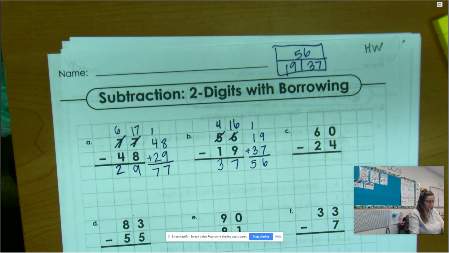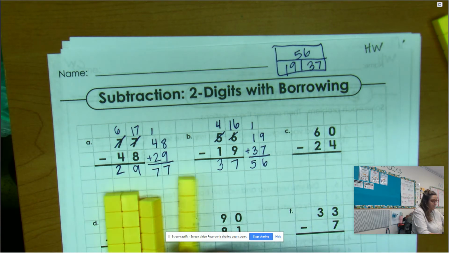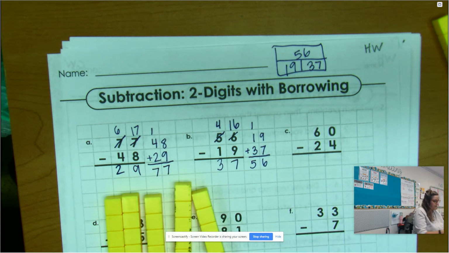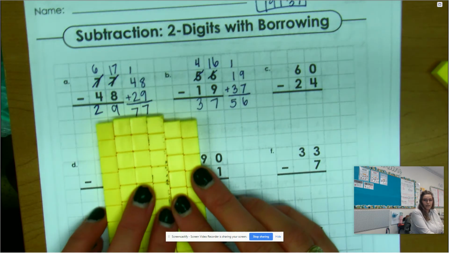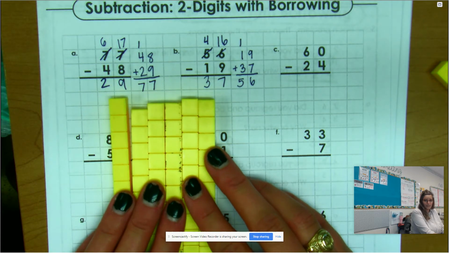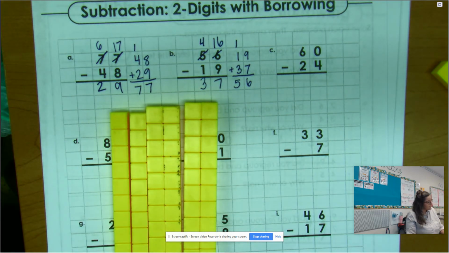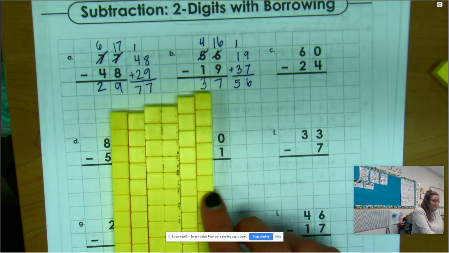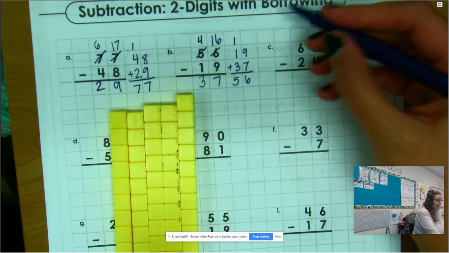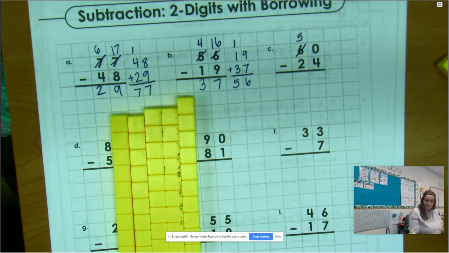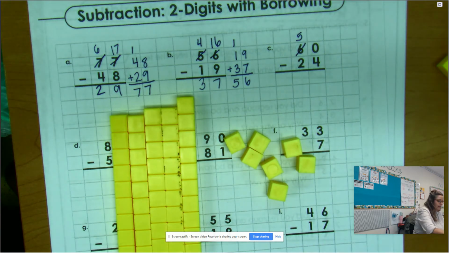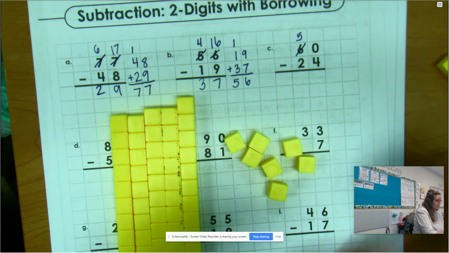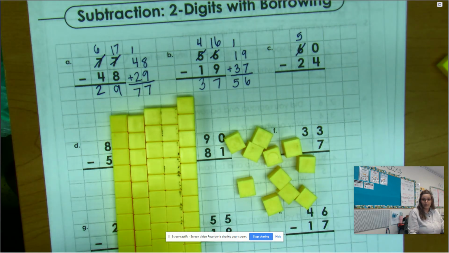All right, let's do one more. Let's do 60 minus 24. Nope. So no ones. There's no ones here. So if I have no ones in the number 60, can I take away 4 ones? Nope, definitely not. So I'm going to need to take a 10 from the 6 tens. So I have 5 tens left. And I'm going to have to make it into 10 ones, right? So I'm going to have to trade it in. So I have 5, 6, 7, 8, 9, 10. So now I have enough ones to take 4 ones away, don't I?